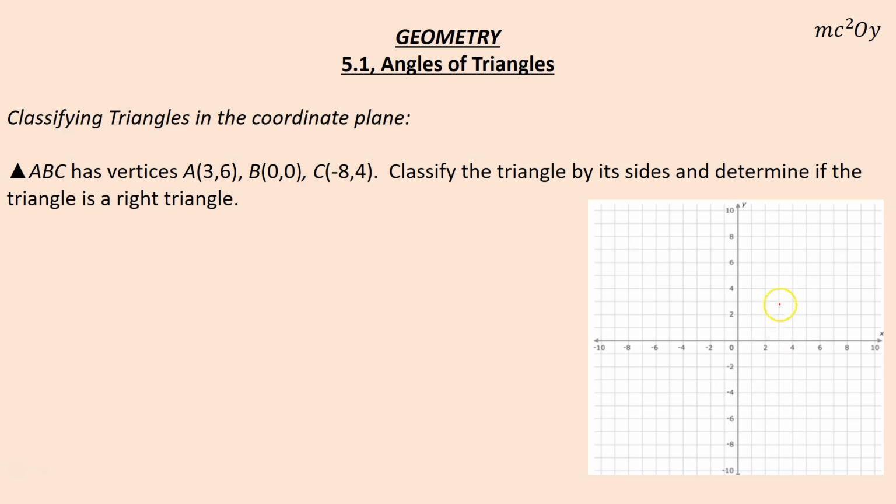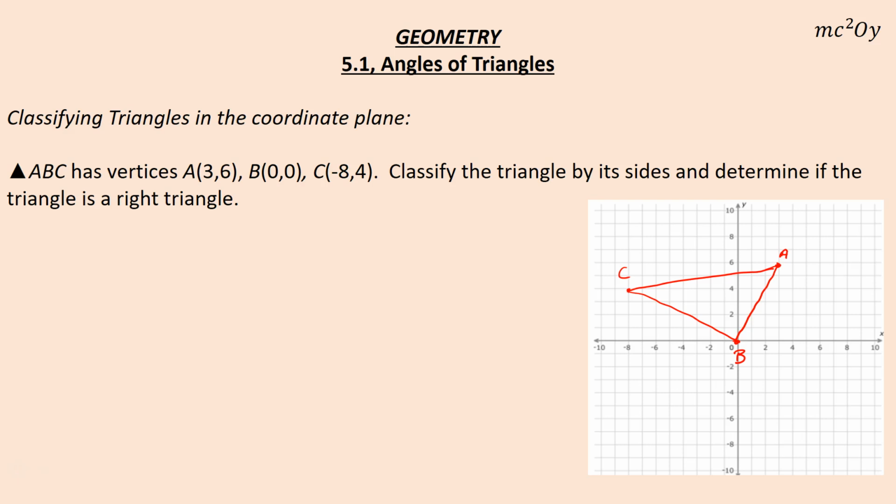So we're going to go (3, 6), and plot it, call that A. (0, 0), plot it and call it B. And then (-8, 4), and there's C. Okay, and got it there and there. All right. So with that triangle ABC, first thing we have to do is figure out if each side is congruent. Or that's one of the things we do first.